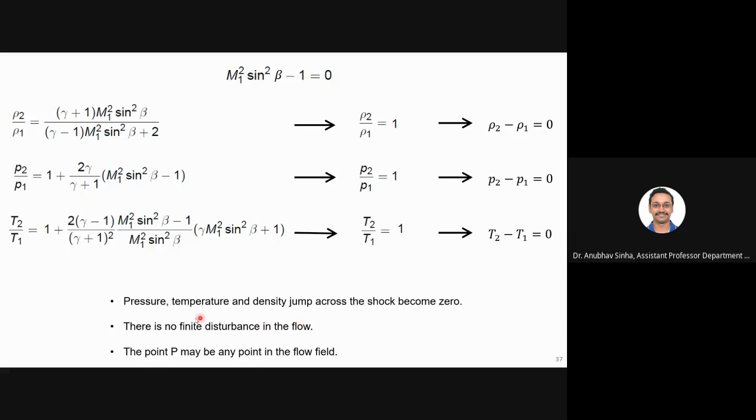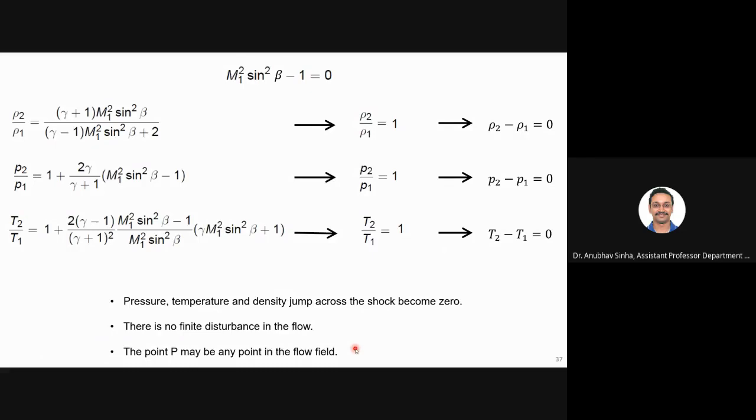So what we see is that the limiting case, it is not for shock, it is for Mach waves. So when we are talking about Mach wave, we say that all the flow properties, pressure, temperature and density, become 0. But there is a very small, infinitesimally small change, or we can say that there is no finite change across the Mach wave. There is no finite change. A finite disturbance in the flow, and we see an infinitesimal change. That is how we define Mach wave.